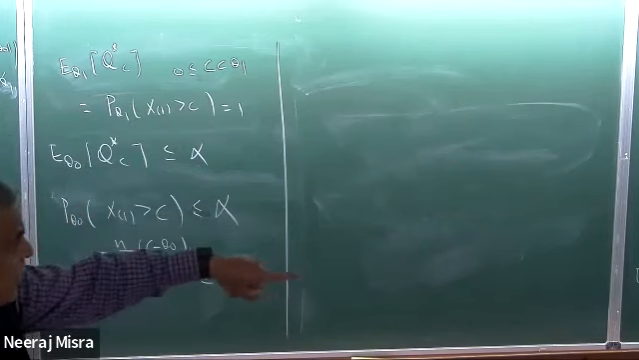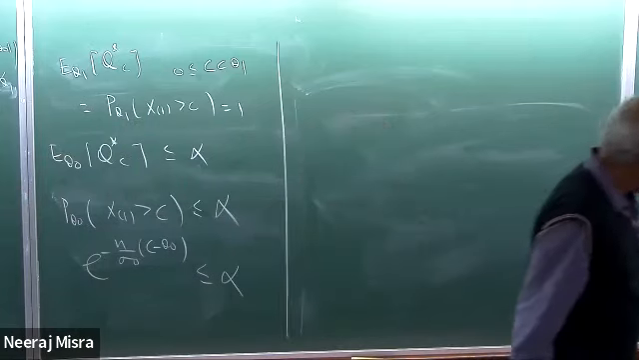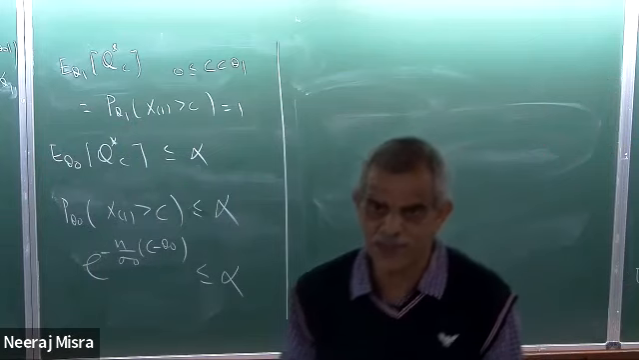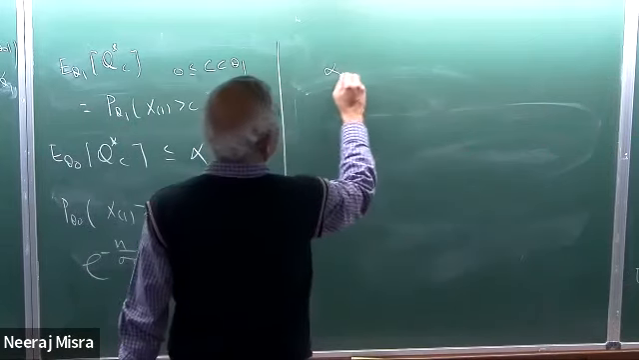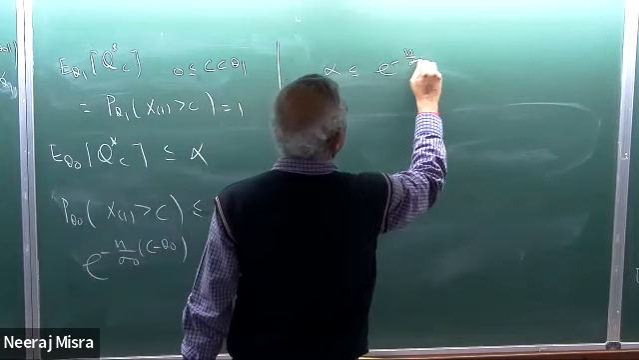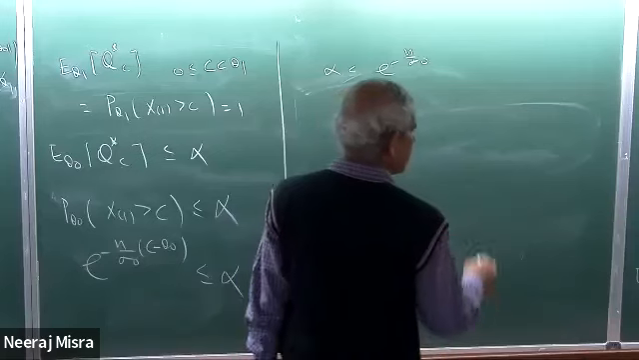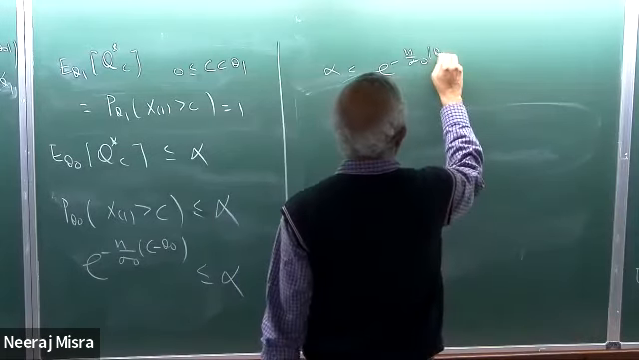What would be the second situation, when this quantity is less than or equal to 1? That means alpha, your level of significance, is less than or equal to e to the power minus n by sigma naught. In fact, strictly less than e to the power minus n by sigma naught, times theta 1 minus theta naught.